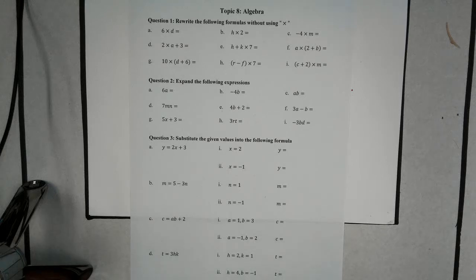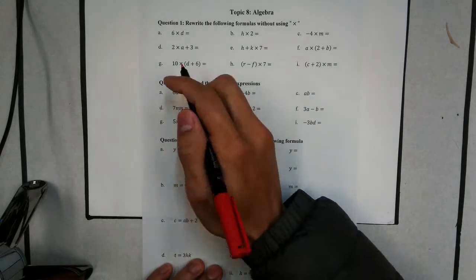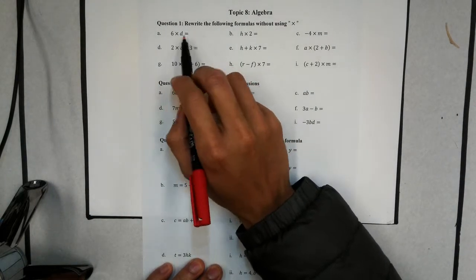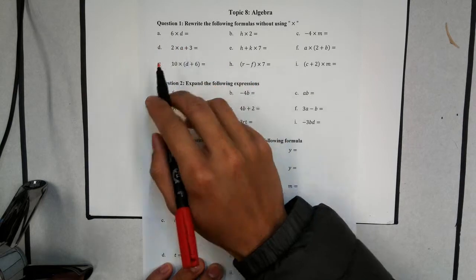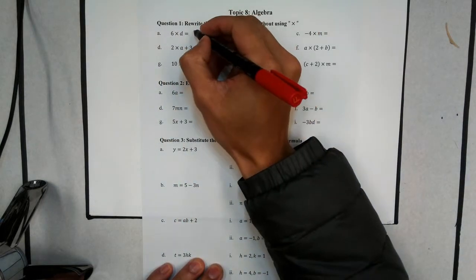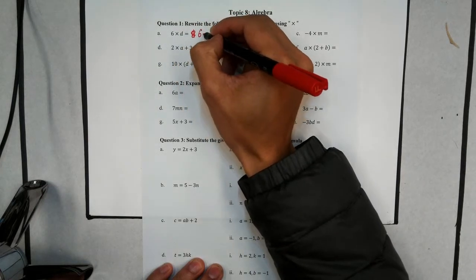Okay, now this is the revision of algebra, topic 8 algebra. So let's see the first questions. The first question is we rewrite the algebra expression. So in algebra, every time when we see multiplication times, we can simplify it. Just ignore it. So 6 times d, just 6d.